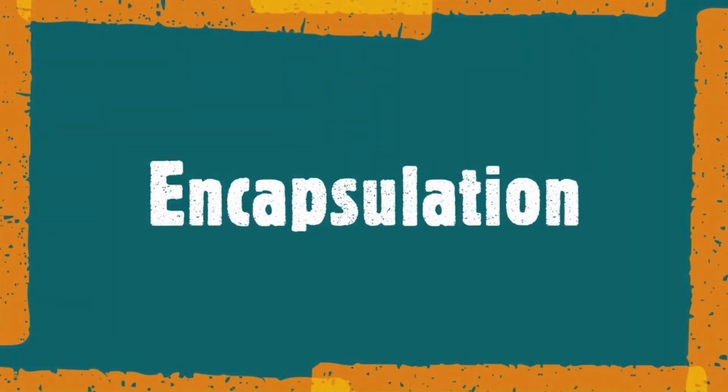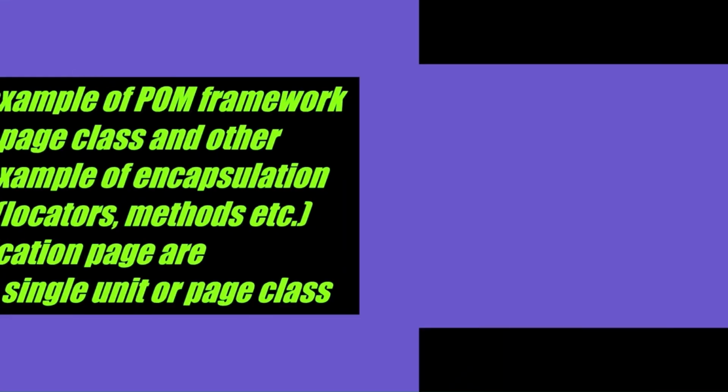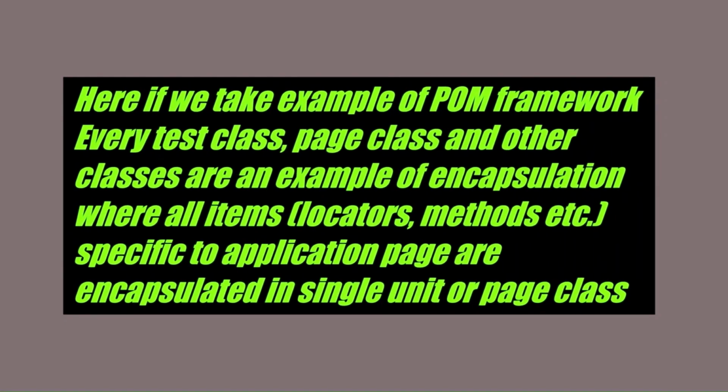The next OOPS concept to explain is encapsulation. Encapsulation in Java simply means wrapping up of data and the methods working on that data into a single unit, which is our class. So in your automation framework, every page class, test class or other class is an example of encapsulation. For example, in your page class, you have all the locators, fields, and the methods working on those fields wrapped up in a single unit, which is your page class. Now let us see the real example to explain what is encapsulation in an automation framework.